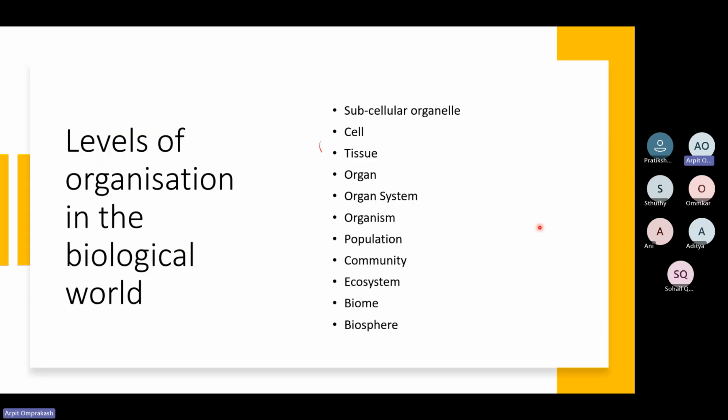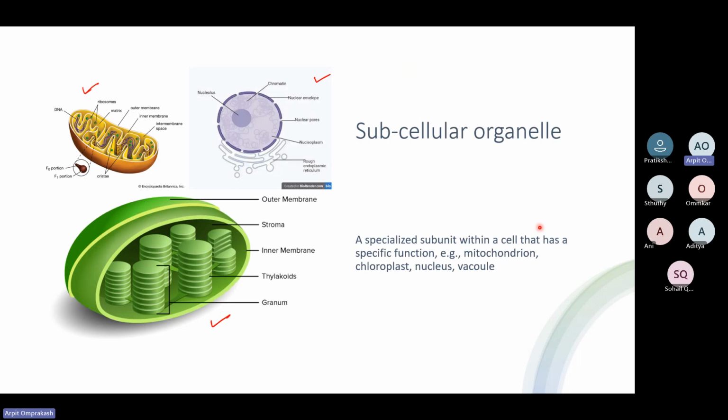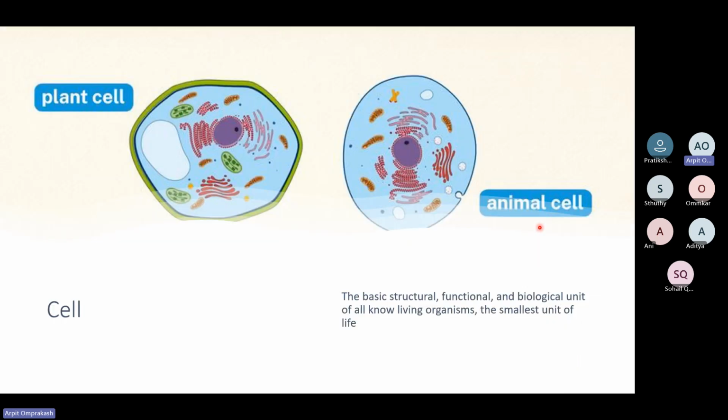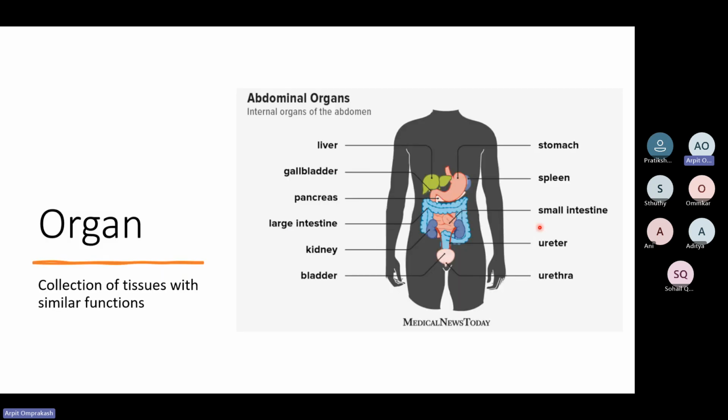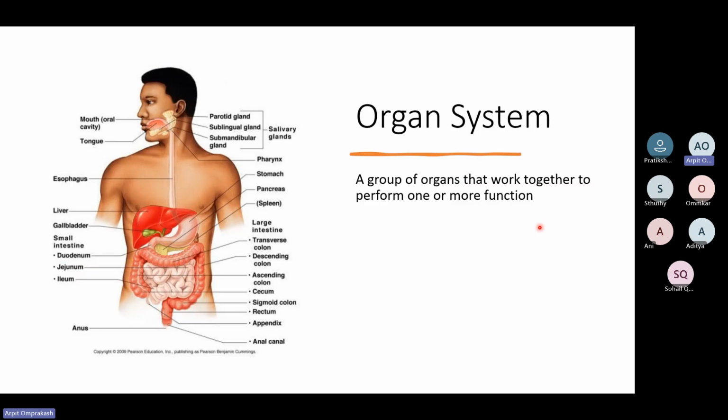We talked about different levels of organization, starting with the subcellular organelle, which is a specialized subunit in the cell, which performs a specific function. We have the cell, which is the basic structural, functional, and biological unit of all living organisms. We have tissue, which is an ensemble of similar cells that are of the same origin and carry out a specific function. Then organs, which are a collection of tissues that have similar functions.